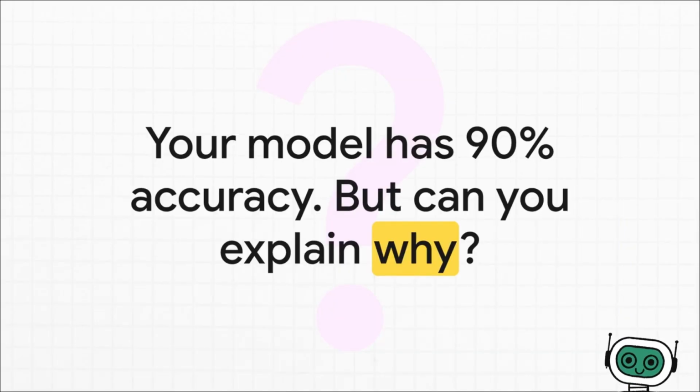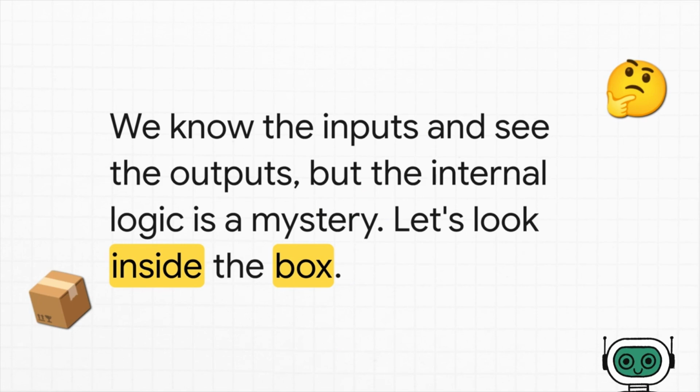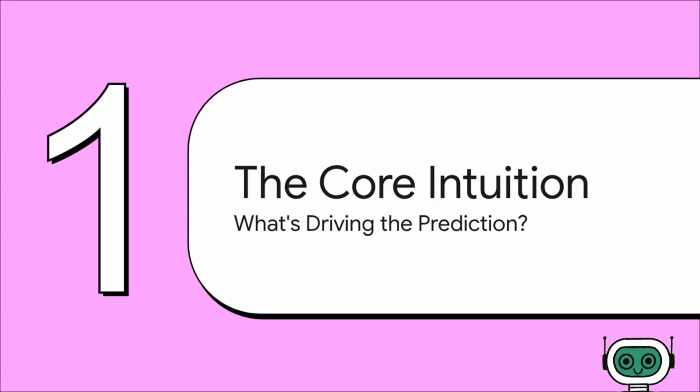Let's say your model has 90% accuracy. That's great, but can you actually explain why it's making the predictions it's making? Because a lot of the time, the why is just as important as the what. And this, right here, is the classic black box problem. We see the inputs going in. We see the outputs coming out. But what happens in the middle is a complete mystery. By the end of this, you'll have the tools to actually peer inside that box and see what's driving the decisions. Okay, let's dive in.